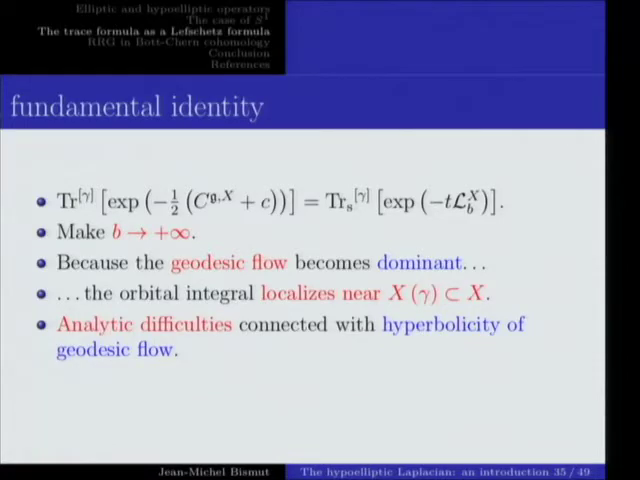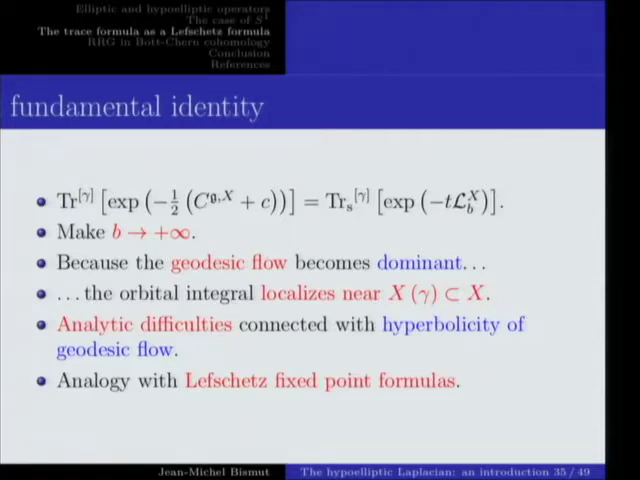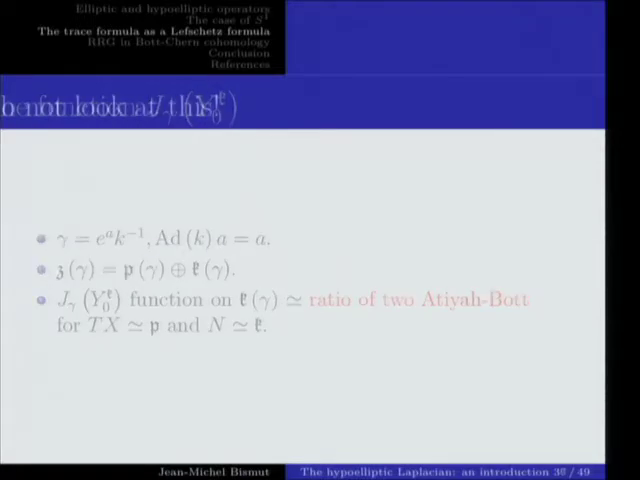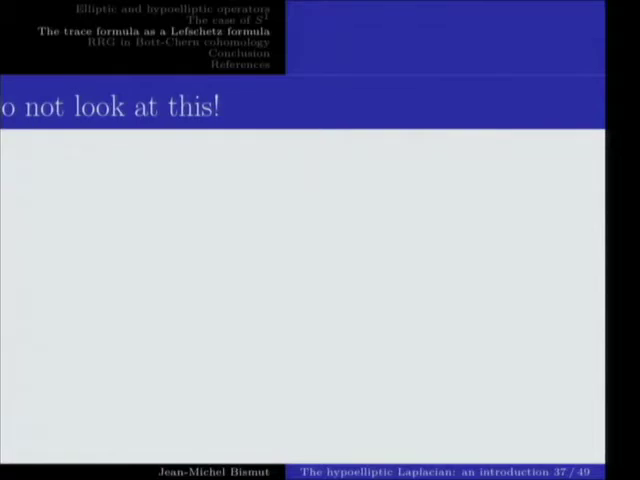The orbital integral eventually localizes near X of gamma. There are analytic difficulties connected with the hyperbolicity of the geodesic flow that you have to face. But eventually, you get a formula for the orbital integral, which is the strict analog of Lefschetz's fixed point formulas. And it's a strict analog because it has been obtained with exactly the same sort of algebraic formulas. So I will probably skip this.